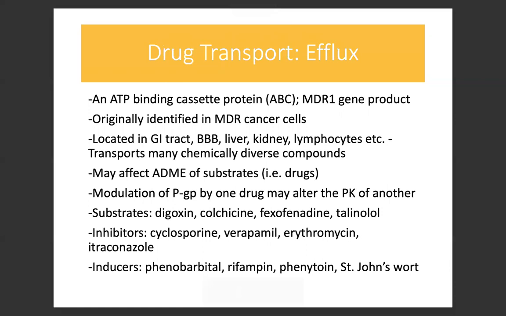So this one located in GI tract, your blood-brain barrier, BBB, liver, kidney, lymphocytes. So transports many chemically diverse compounds. This one may affect the absorption, distribution, metabolism, and your excretion of substrates or your drugs. So substrates in particular, we have digoxin, colchicine, fexofenadine, and talinolol.